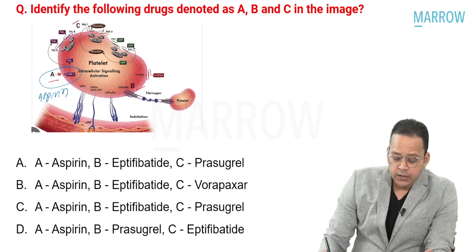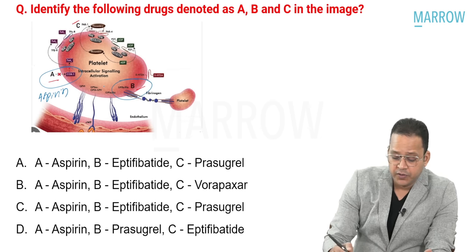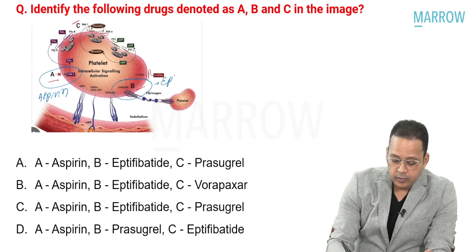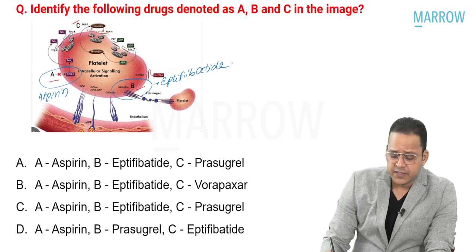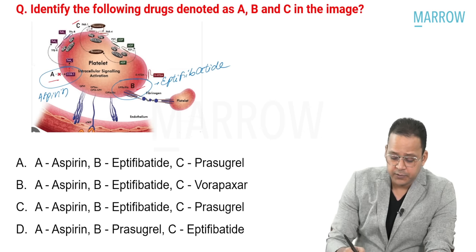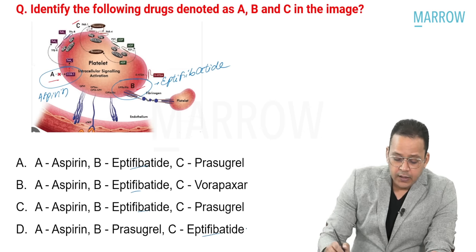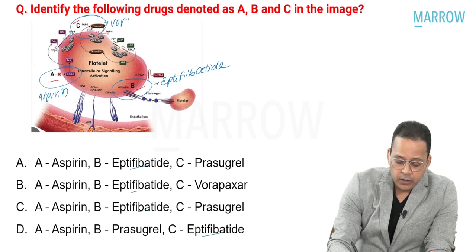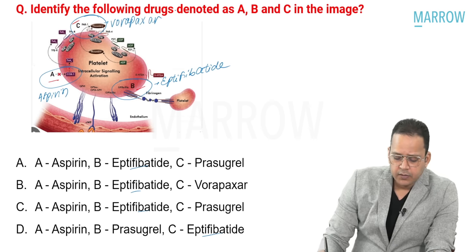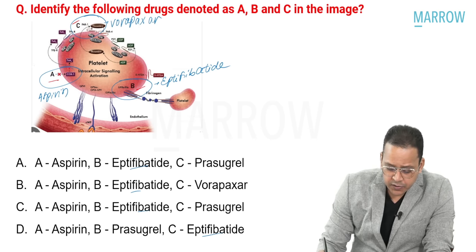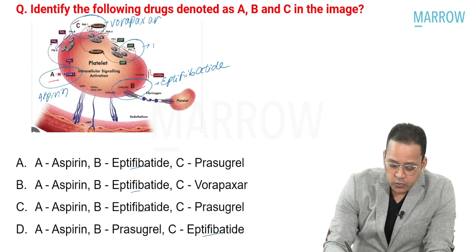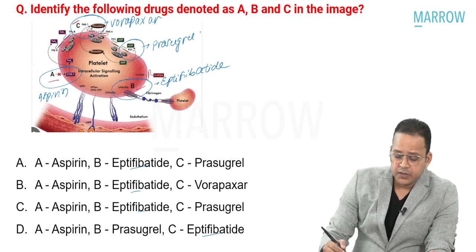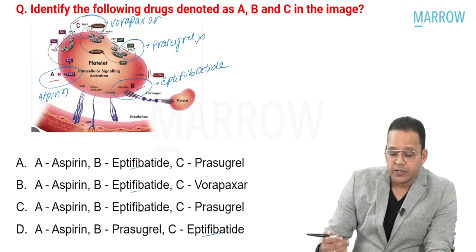is aspirin. B, GP2B3A. These are drugs like eptifibatide, tirofiban, abciximab, these are other drugs, but we have eptifibatide. I'll stick to that drug here, right? And C is PAR or protease activated receptor. It is blocked by a drug called vorapaxar. Now, since we're discussing anti-aggregants, let us have a look at another receptor here. ADP or P2Y12 blocker. It is blocked by drugs like prasugrel, which we have in the option, right? But this was not denoted in the picture.